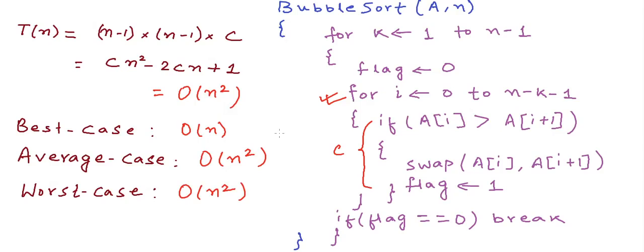Bubble sort is an in place and stable sorting algorithm, and we just improved its time complexity in the best case, which is big O of n square in the worst case.